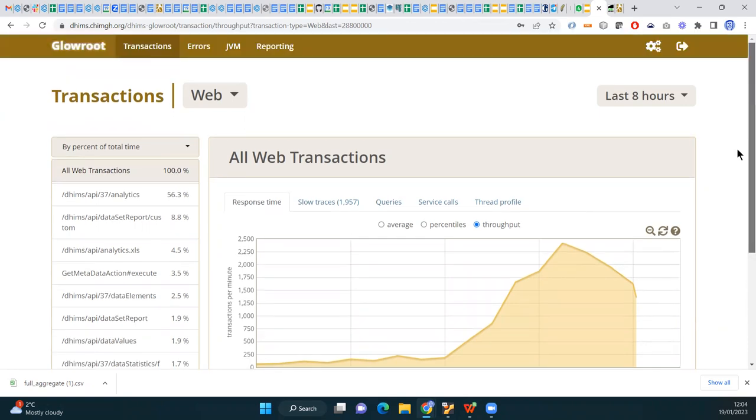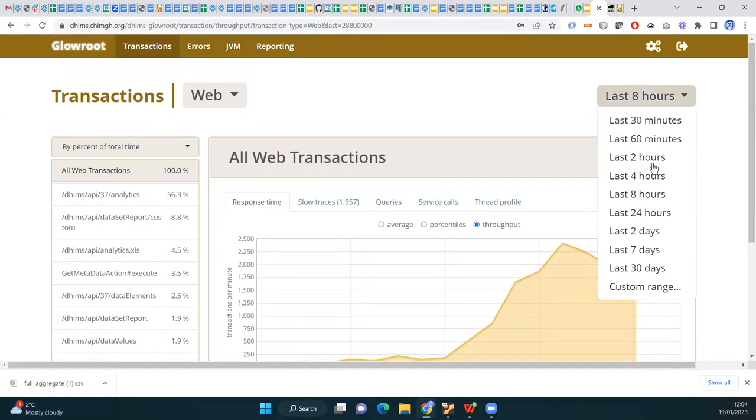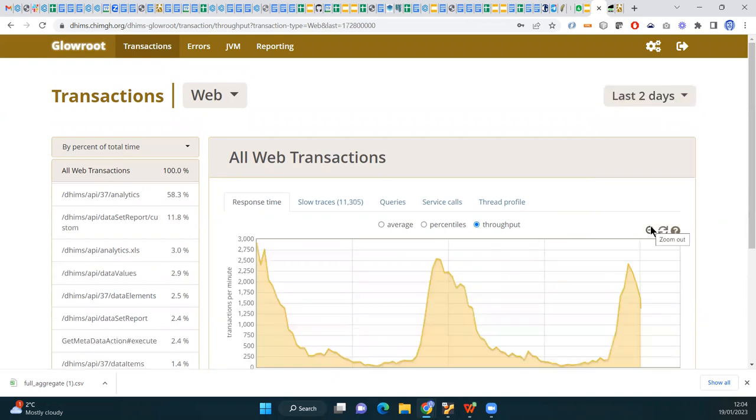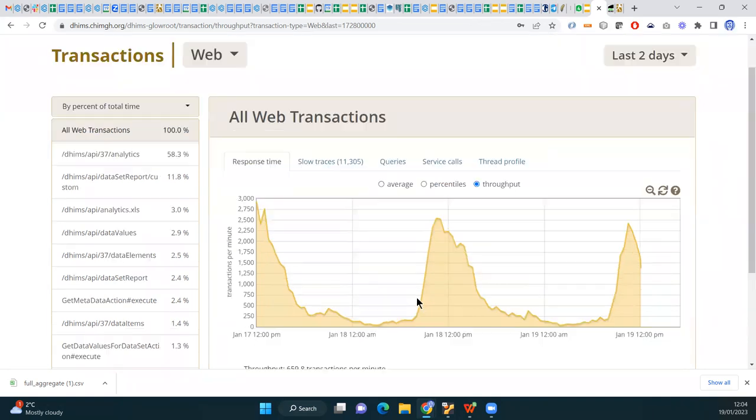I think that's fairly typical if I look at it over 2 days. Very rapid leap of activity in the morning. And then by 12 o'clock my time, things start to ease off again. So the traffic pattern today is very similar to the way the traffic pattern was yesterday.